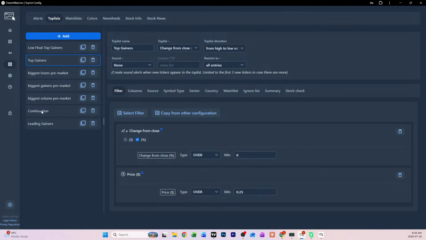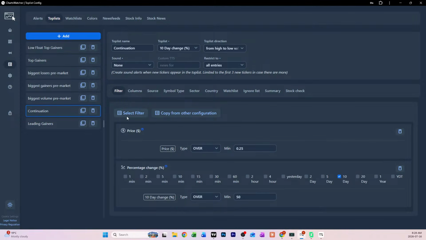And the last one that I use is the continuation scans. If I want to look at stocks that have been moving for the past few days. So my top list name is continuation. I don't have a sound for it. The top list is 10-day change percent. So I look at continuation from the past 10 days. Top list direction, high to low. And the only filters I have on it, once again, is that it needs to be over 25 cents.